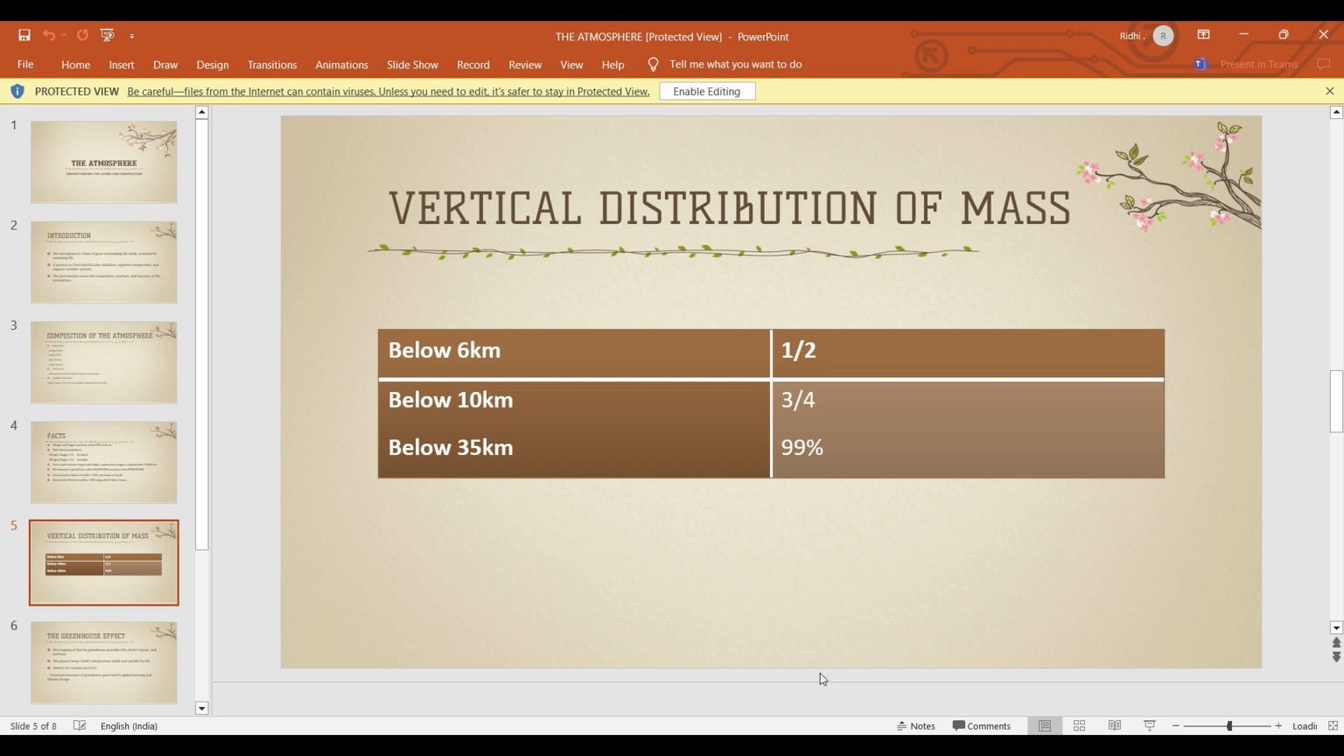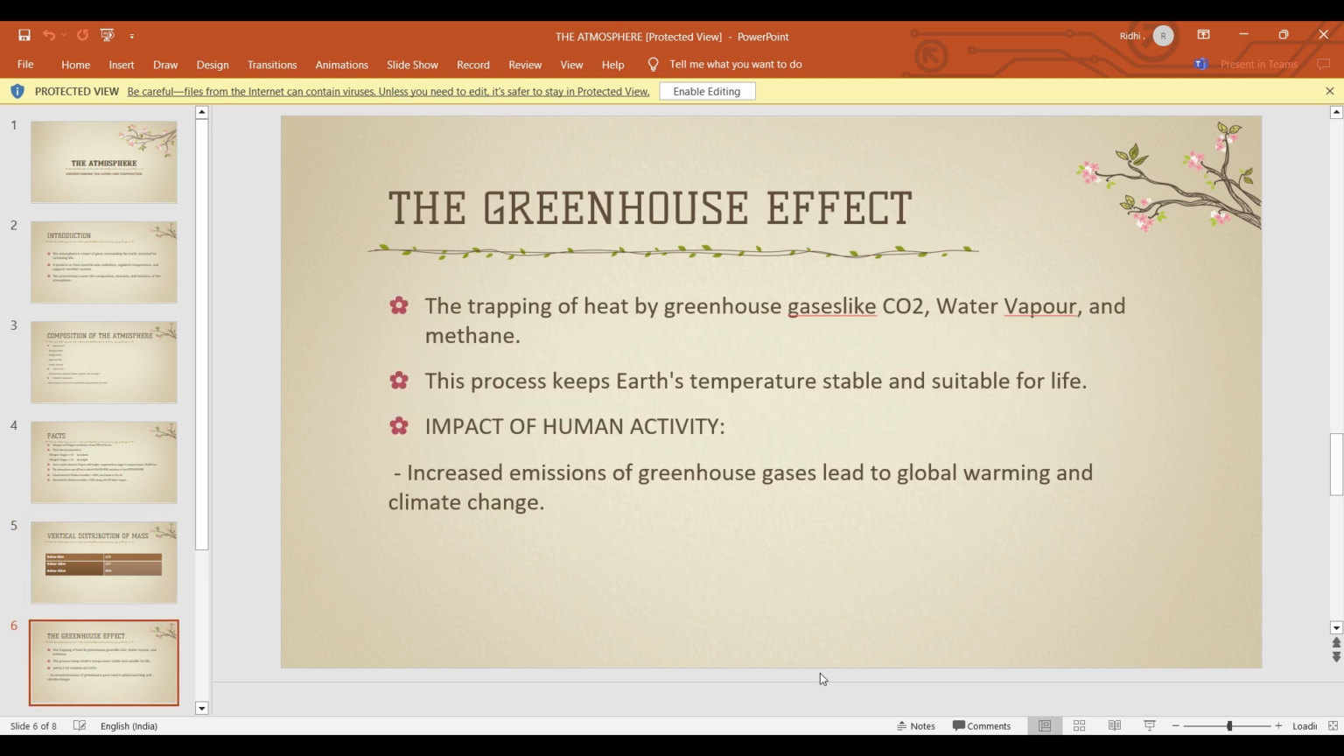But below 35 kilometers, 99% of the mass is available. Next is the greenhouse effect.